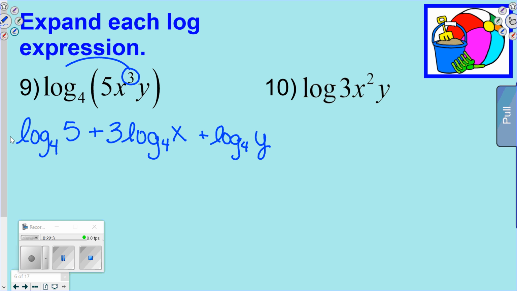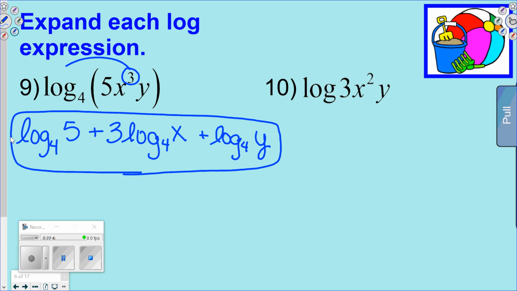Then the question after we expand it is, can you simplify anything? 4 to what power equals 5? Is that a pretty one? No. 4 to what power equals x? 4 to what power equals y? No. So I'm done. There was no simplifying to be done on that one. I expanded it hoping I could, but nothing happened. When you expand a log, literally log goes on every single piece. That's why the first question I keep asking you is how many times will I write log?